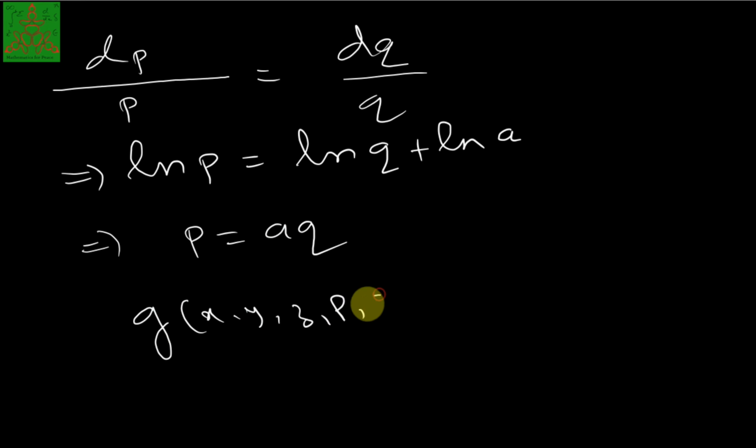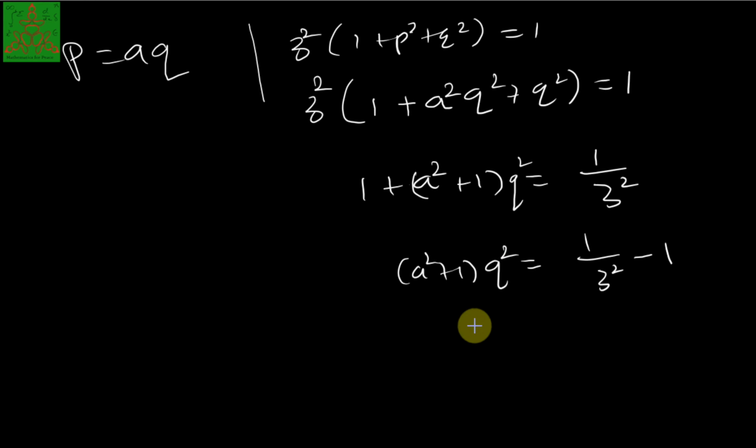So if I substitute the value of p here, that will give me z square equal to 1 plus a square q square plus q square. So that will give me a square plus 1 into q square equal to z square minus 1. And if you simplify this, this will give me q square equal to z square minus 1 upon 1 plus a square.